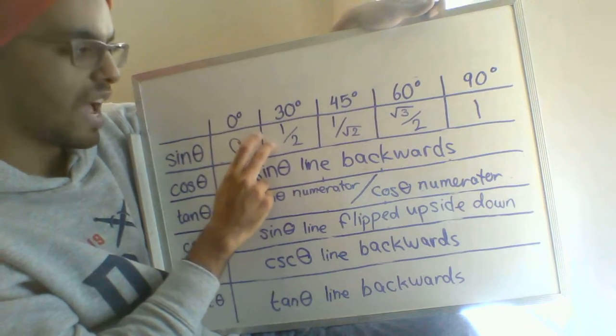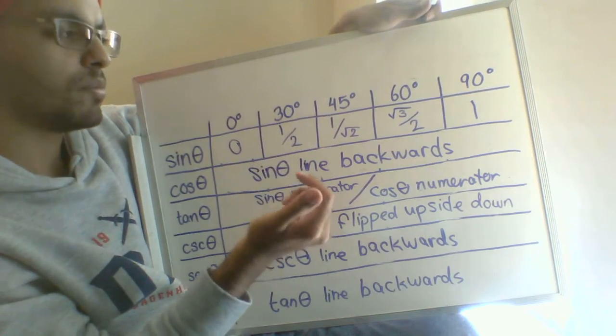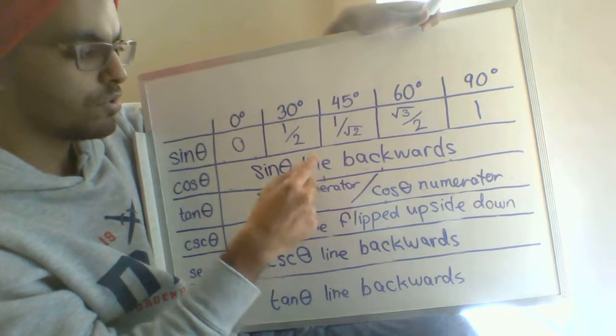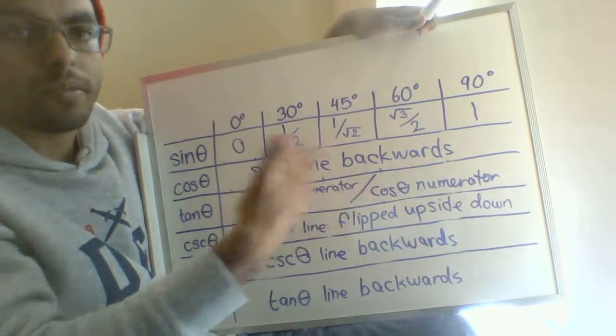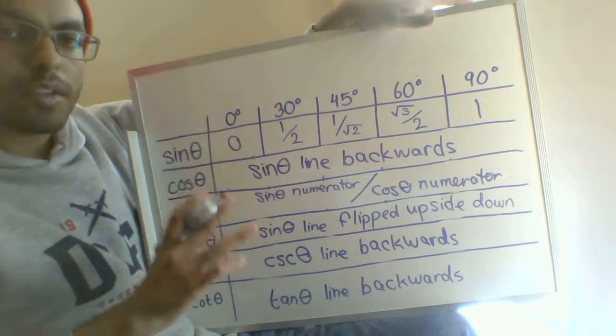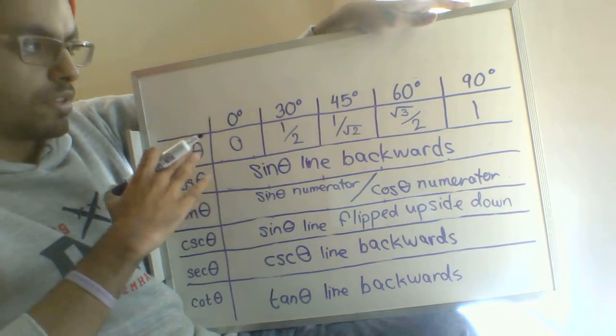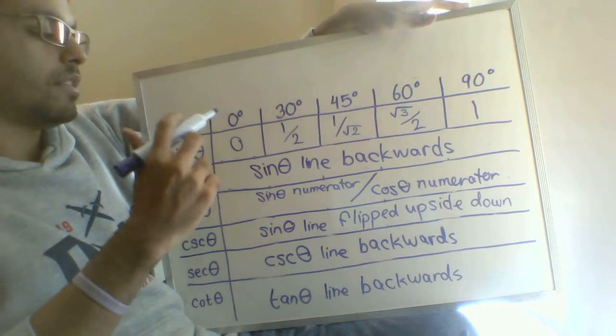It's 0, then it's a half, then it's 1 over root 2. Okay, it's got a square root sign at the bottom. Then it's root 3 over 2, so you don't have a square root on the bottom, but you do on the top. And then you've got 1. It's kind of difficult to figure it out. I can't explain why I'm starting with it the way I am, but I'll show you the pattern that there is to it.